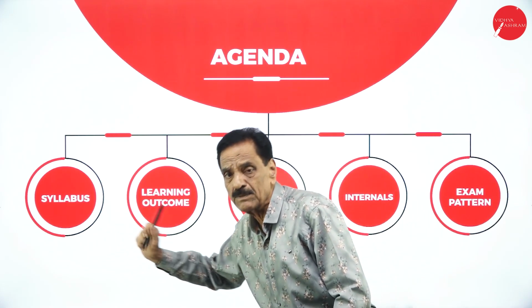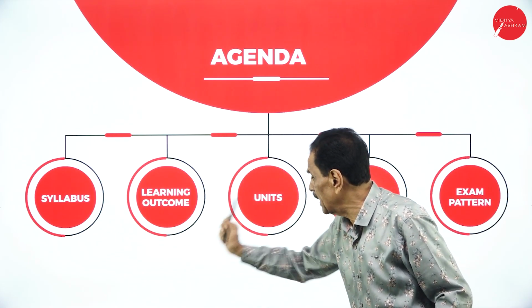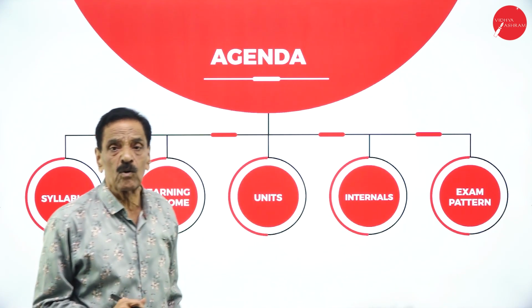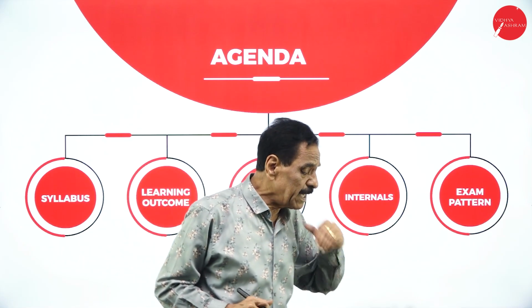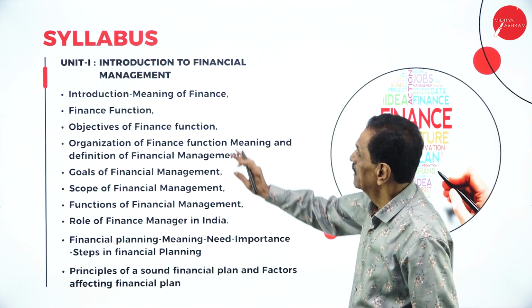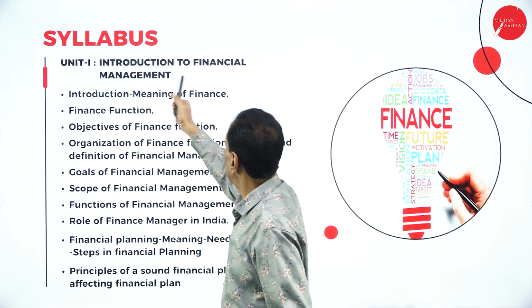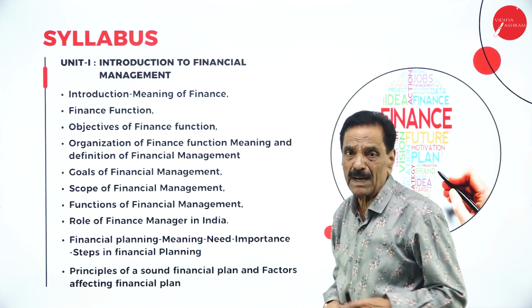First is the syllabus frame. What are the learning outcomes? How many units are there? How many internals are we going to conduct? What are the exam patterns? Then, the syllabus goes like this. Unit 1. Introduction to Financial Management.